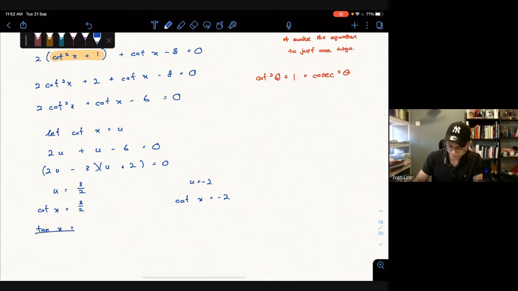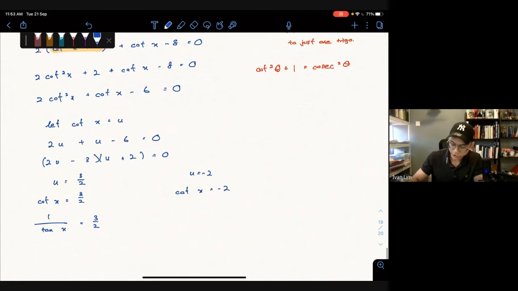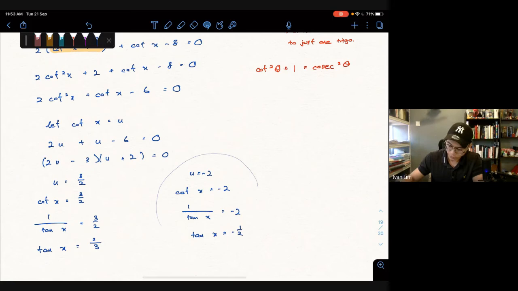So 1 over tangent x equals 3 over 2. I just write it; you don't have to write this line, but this is just an explanation. If I want to find tangent x, you just invert the other side. That's why you see in your textbook, tangent x equals 2 over 3. Same goes for this also. Cot x equals negative 2, therefore tangent x equals negative 1 over 2.